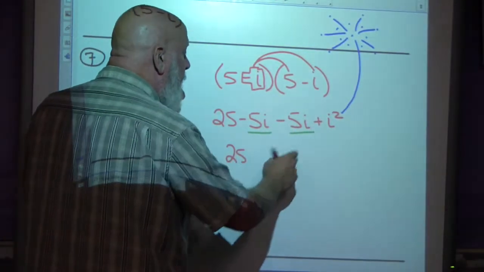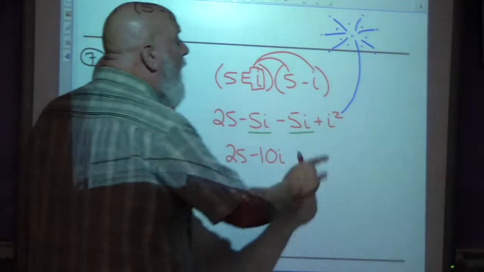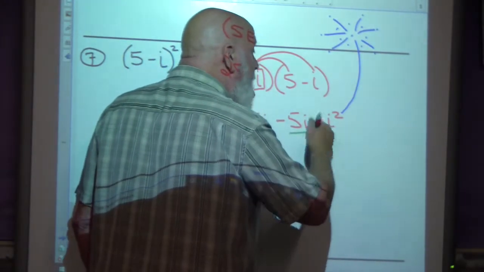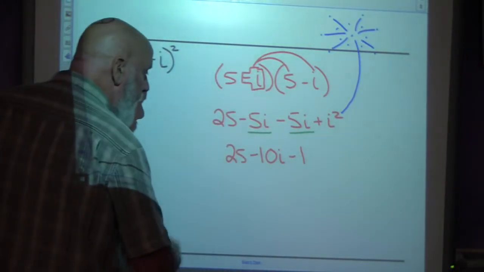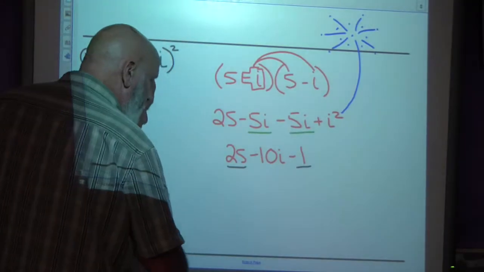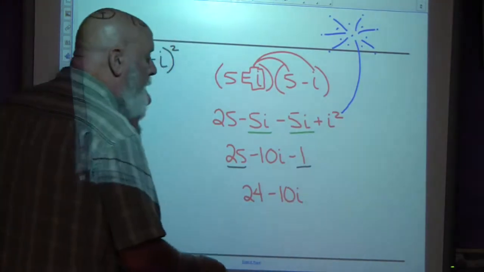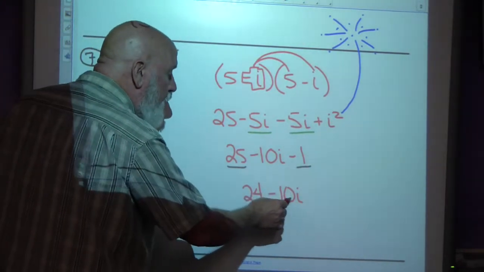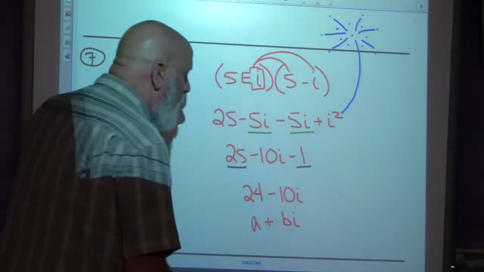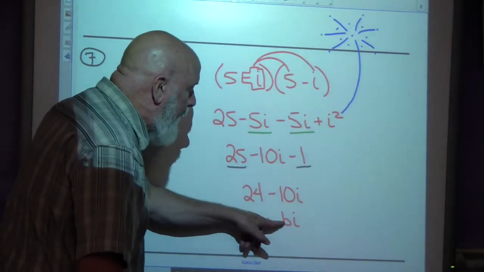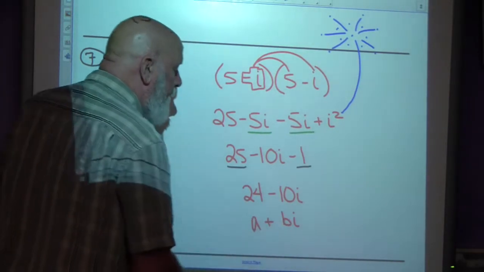Negative 5i minus 5i, they're the same sign, so I add them together, 10i, and I keep the sign. And now I have this i squared here. That's actually i times i. i squared is negative 1, so that's a negative 1 right there. And now I can combine these like terms right there and there. 25 minus 1 is 24, minus 10i, and I'm in complex form, a plus bi. The real part is 24, b, the coefficient of the imaginary number, is negative 10.